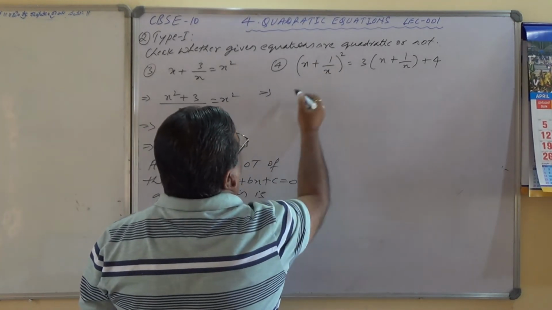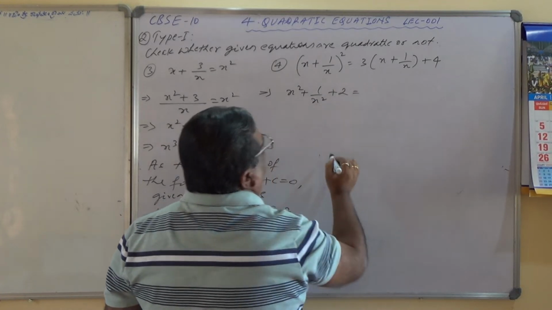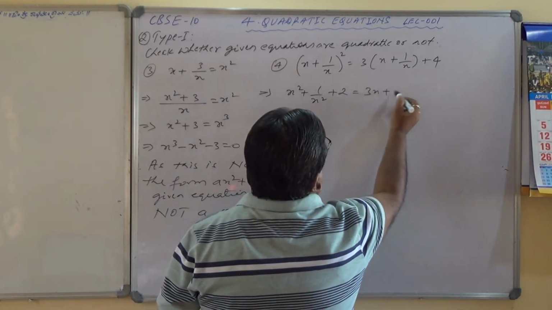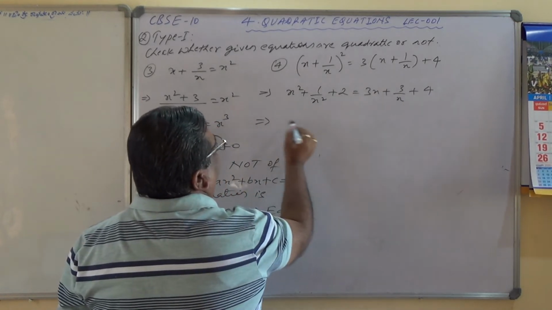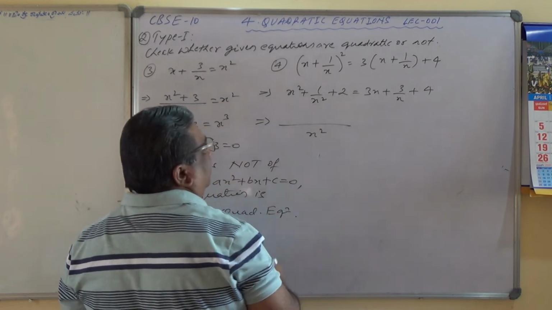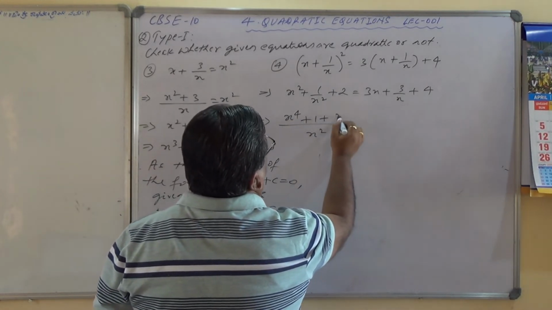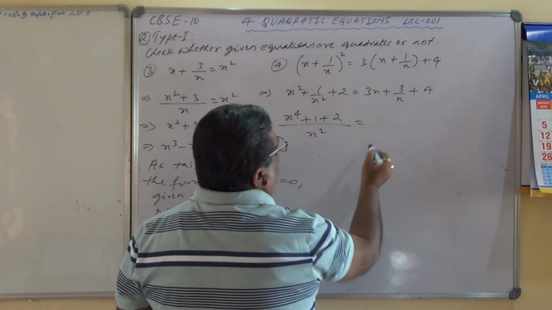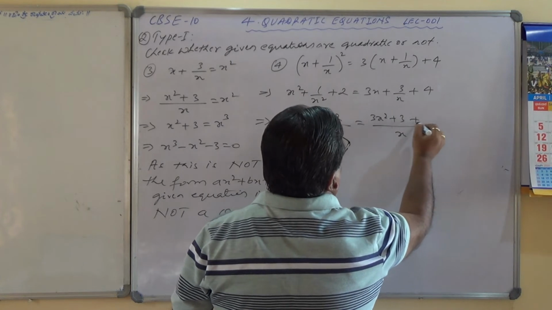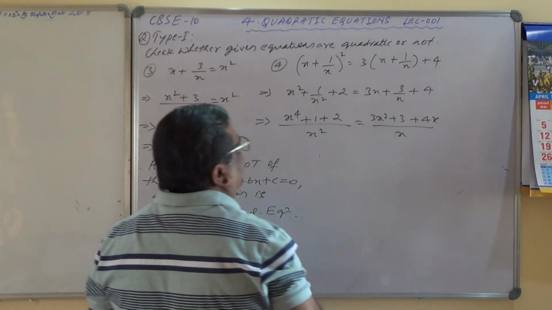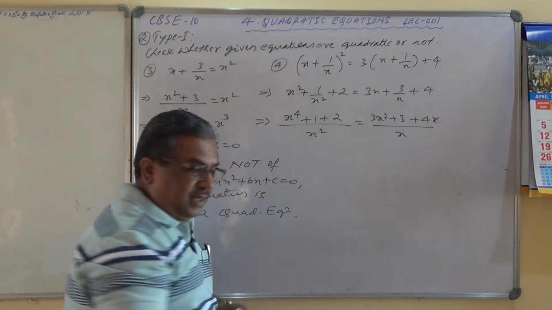This implies, expand this one: x square plus 1 by x square plus 2 equals 3x plus 3 by x plus 4. What is the LCM over here? For the entire thing the LCM is x square, and therefore this will be x to the power 4 plus 1 plus 2, which equals, what is the LCM here? x here, 3x square plus 3 plus 4x. Okay, so 1 x square cancels over here. Therefore I'll write like this.